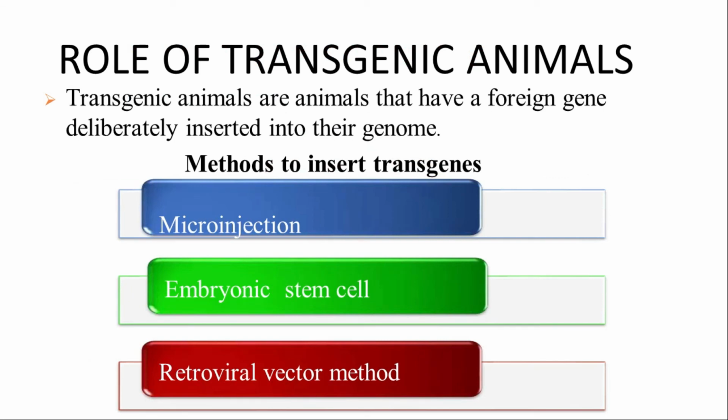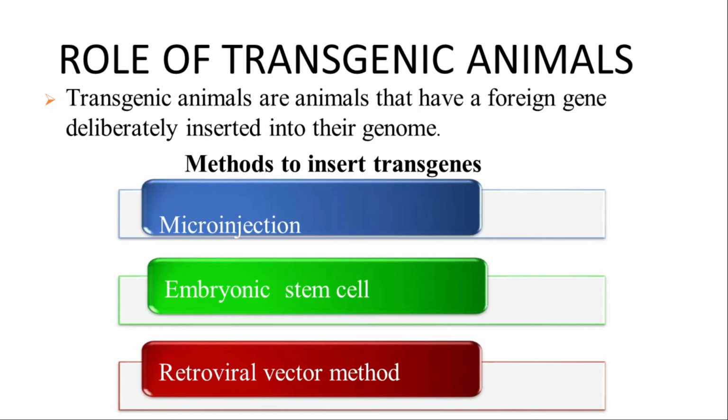Role of transgenic animals. Next is role of transgenic animals. Transgenic animals are animals that have a foreign gene deliberately inserted into their genome. So you can define transgenic animals in one line, that they are the animals with a genome that is inserted from outside.